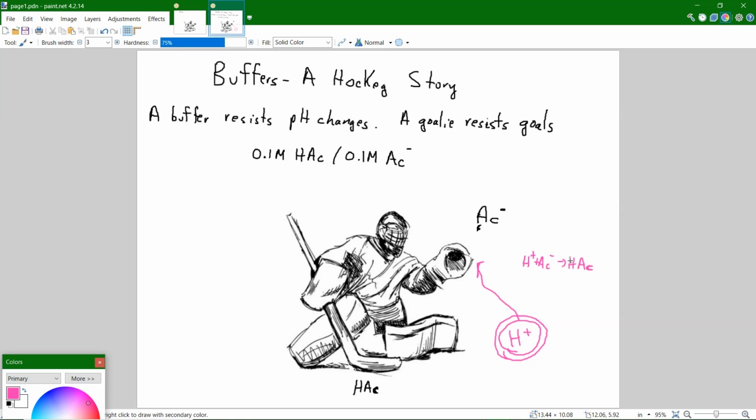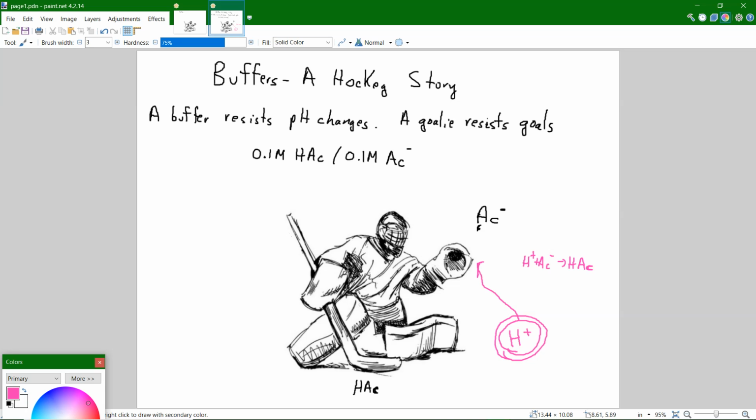Okay, so the overall pH of the system will decrease, but it'll just decrease a bit. We aren't getting the H plus totally into the net. We're just getting it a tiny bit closer to the goal line. Okay, so that's one line of defense.